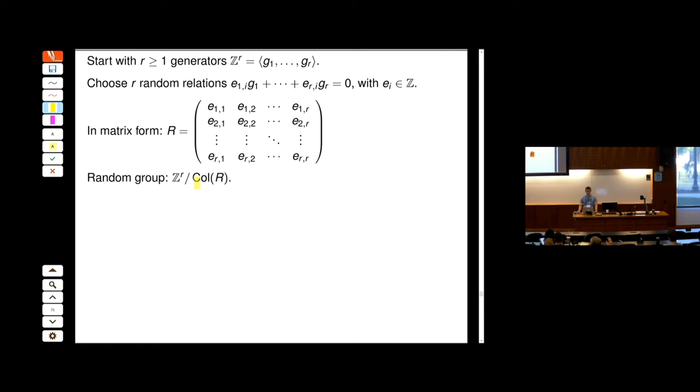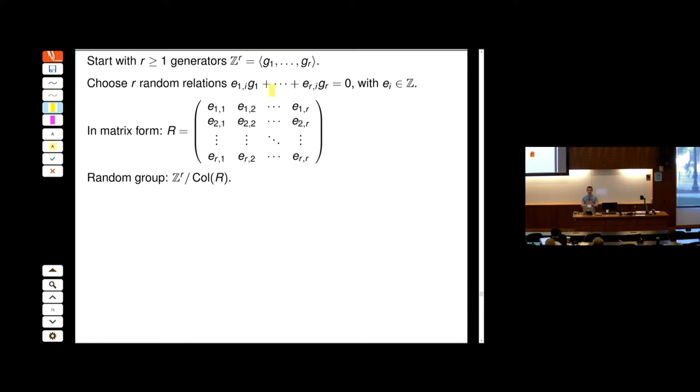Yes? Should we be careful about not choosing the same relation twice? Yes, we should. The question was, should we be careful that we're not repeating a relation? What you're asking is, shouldn't this rank be full? Otherwise, what happens? I'm going to get an infinite group, right? I'm trying to get finite abelian groups. So if this matrix does not have full rank, I do not get a finite group. Okay, so that's a problem, but that problem will actually take care of itself, as you will see in a moment.